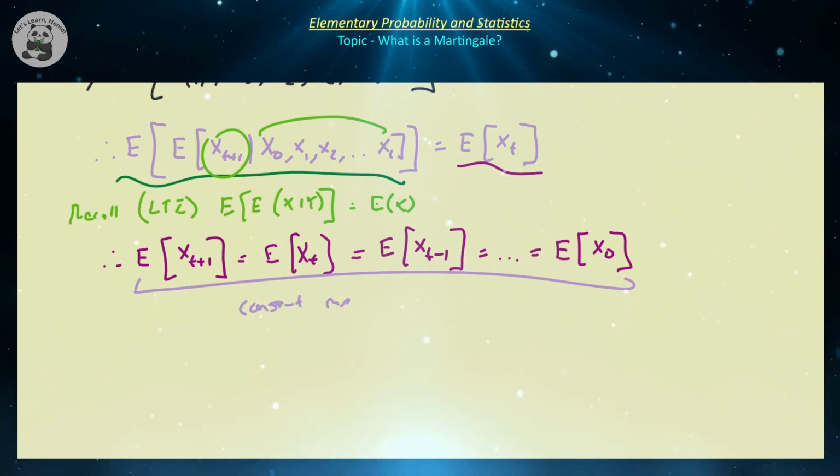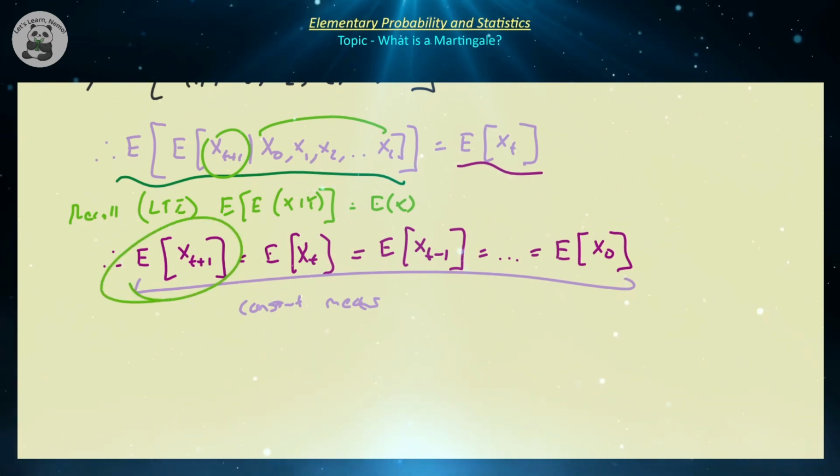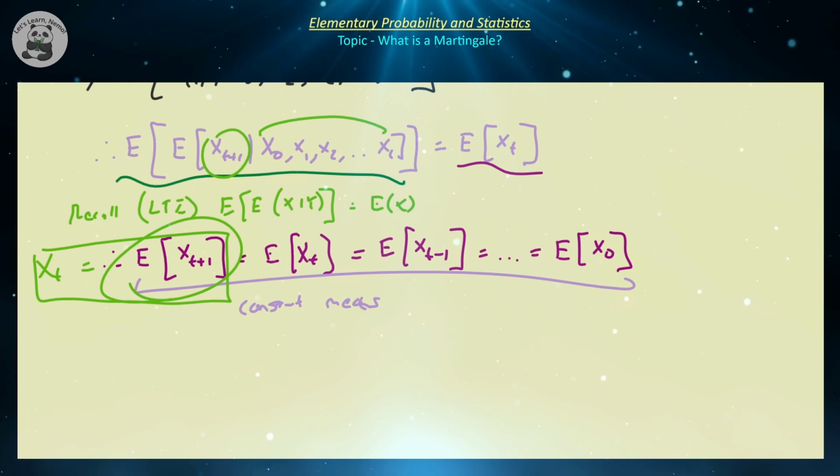So we have constant means in a martingale. And that's actually very, very important. But moreover, the expectation of X_{t+1} will always be equal to the value we have today, right? So the expectation of tomorrow, given all of the information from today and the past, will always be equal to the value of today, right? And that's very, very important.